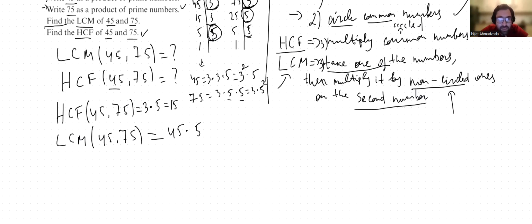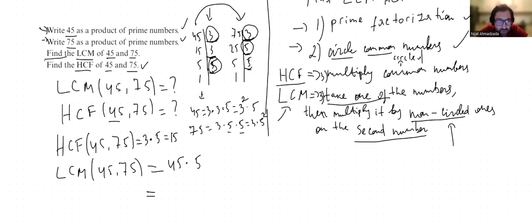We said take one of the numbers and it doesn't matter, so let's make sure. This time let's take 75 instead. We multiply 75 by the uncircled numbers on 45. Looking at 45, there is only one number which is not circled, which is this 3. The other two are circled. So we multiply 75 by 3.